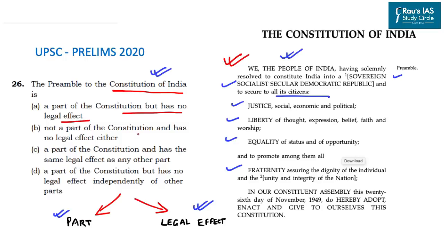B. It is not a part of the constitution and has no legal effect either. Now this option can be straight away ruled out as Kesavananda Bharati judgment clearly stated that preamble is a part of the constitution. Next, C, a part of the constitution and has the same legal effect as any other part. No, it does not have the same legal effect. And D, a part of the constitution but has no legal effect independently of other parts.